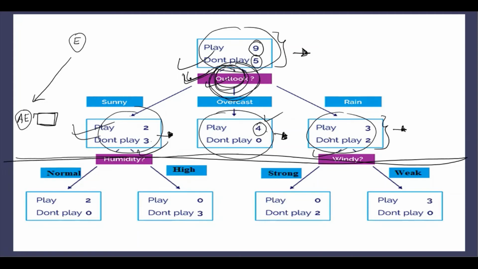Suppose outlook is decided. Even in this example, outlook will be the first node. We'll verify that. So we've divided already. So this is a clear case. We'll not worry about this. Now you forget the past. You start from here once again.